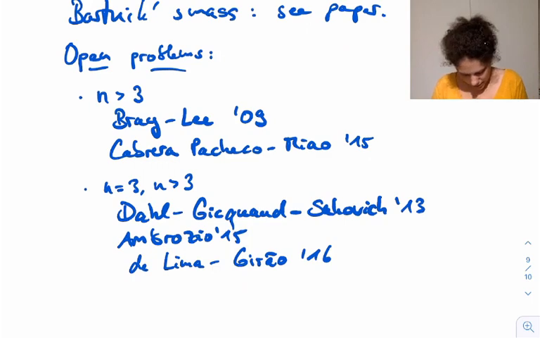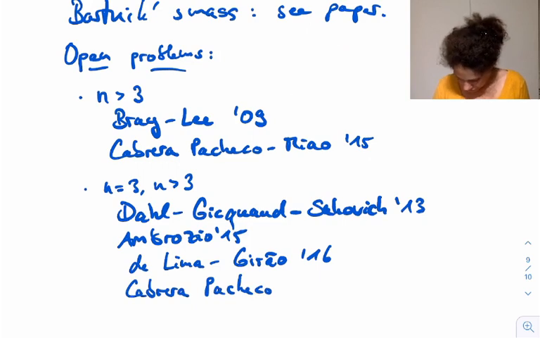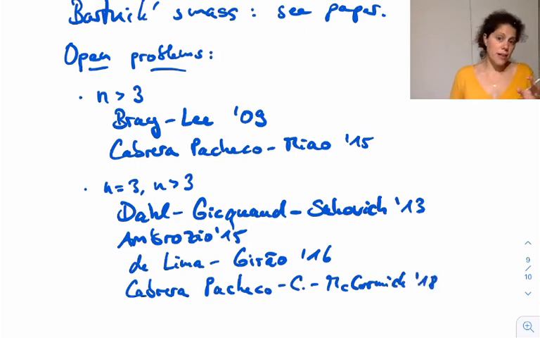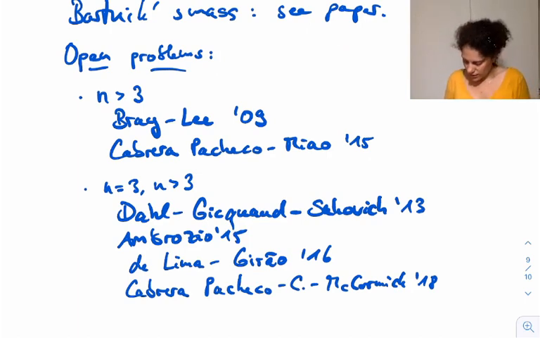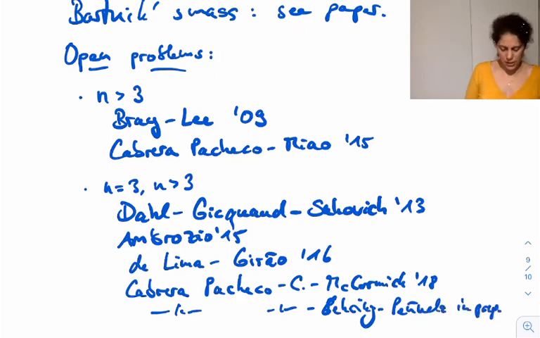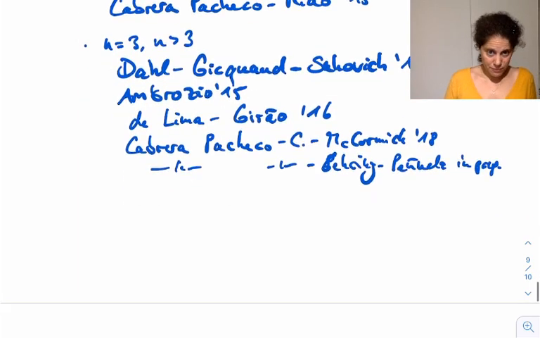to work by Cabrera Pacheco, Cederbaum, myself, and McCormick from 18 on an asymptotically hyperbolic analog for n equals 3 of the Mantoulidis-Schoen construction, and also Cabrera Pacheco, myself, and Peñuela Diaz, in preparation, about the asymptotically hyperbolic case in general dimension.